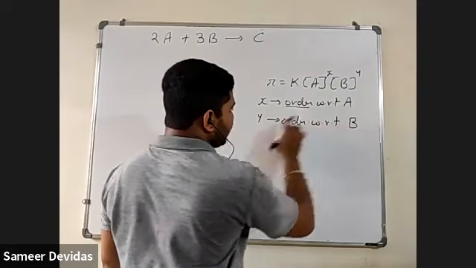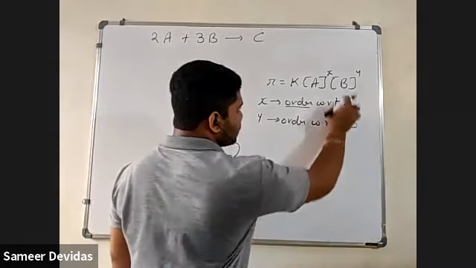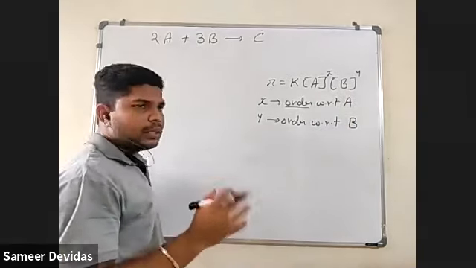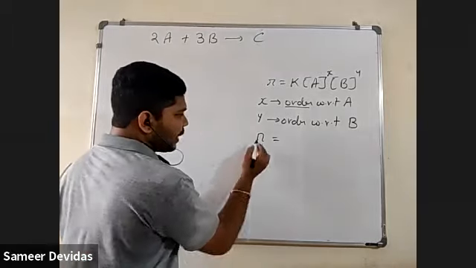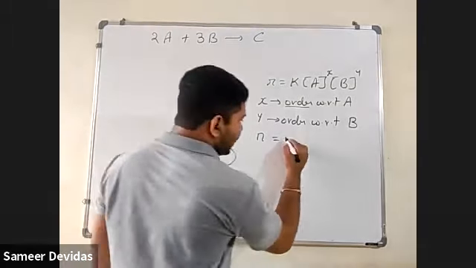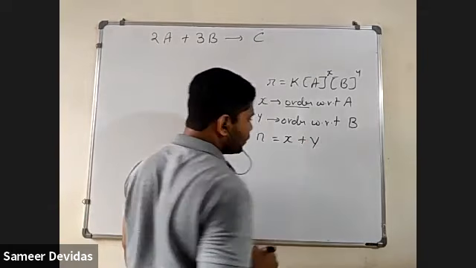So X is the order with respect to A. Y is the order with respect to B. Now this X and Y together is written as N, the overall order, so N is X plus Y.